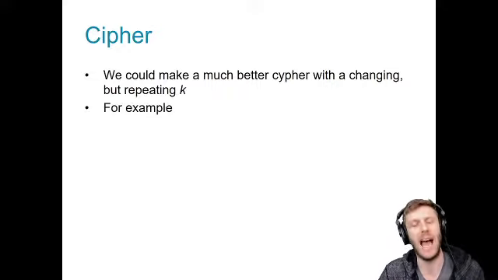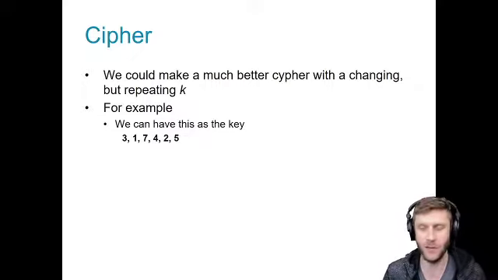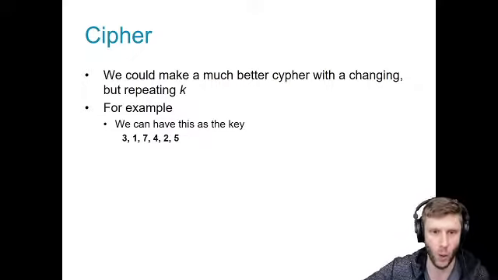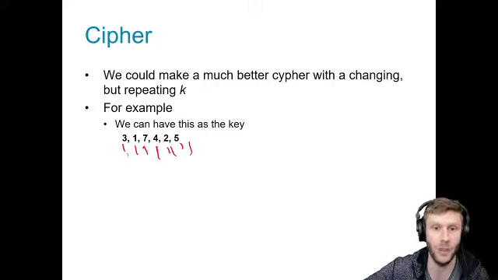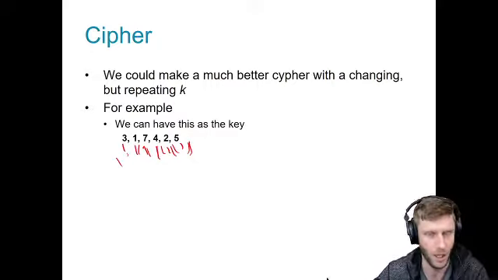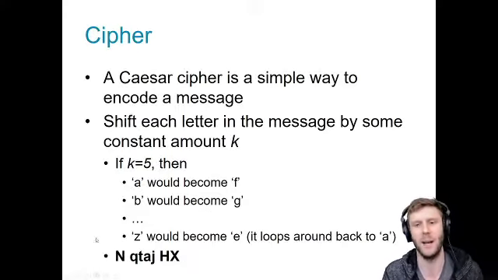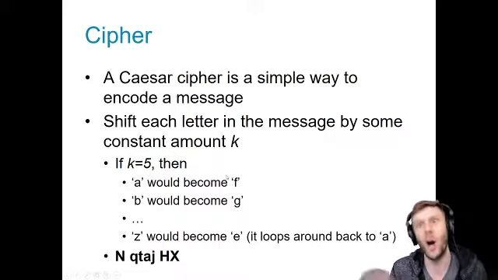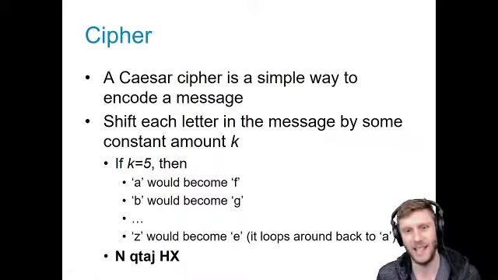but having it repeat. So we can have this as the key. Shift the first letter by 3, then the next one by 1, then the next one by 7, then by 4, then by 2, then by 5, then by 3, then by 1, then by 7, 4, 2, 5, 3, and so on. So now it becomes harder to decode, because if you know this is a Caesar cipher, it's easy to decode.